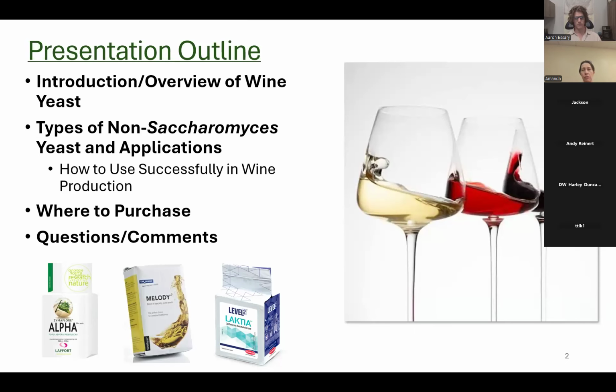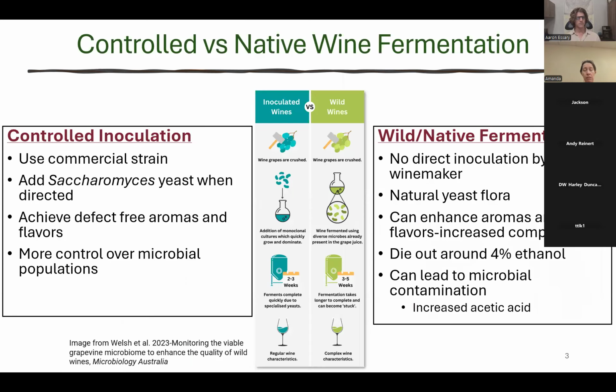But first of all, we'll do just a very brief overview of wine yeast, the types of non-sac yeast that are around on the market, and how to use them successfully in wine production, where you can purchase these and roughly what the prices are going to be for the different non-sac yeasts, and then questions and comments at the end. Now, if you ask me a question and I don't have the answer, I'm happy to find the answer for you, so I can either send it to your email or send the answer to Aaron and he can forward it to you. It's all up to you. Some of my research has to do with non-Saccharomyces yeasts, and that's why Aaron asked me to speak today.